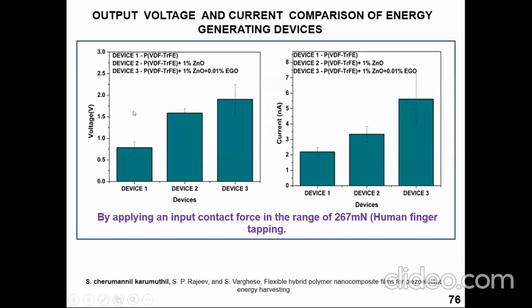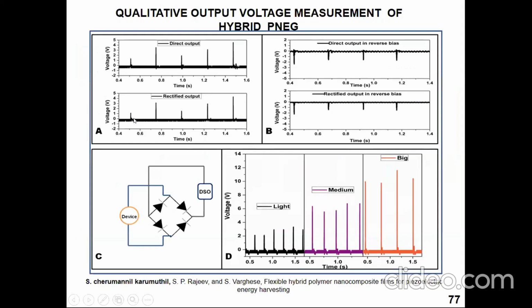So you can see that this is an output voltage and current comparison of energy generating devices. You can see that EGO-based material can give 2 volt, with a current that is very small, but that can be improved further. Usually, for human finger tapping, the contact force will be around 267 millinewton. So that much force can generate this much voltage. Further, we have also improved by changing the material to get higher voltage. So that is another interesting area.